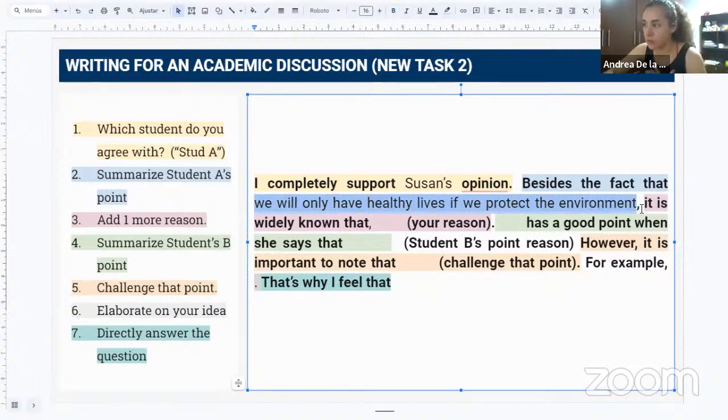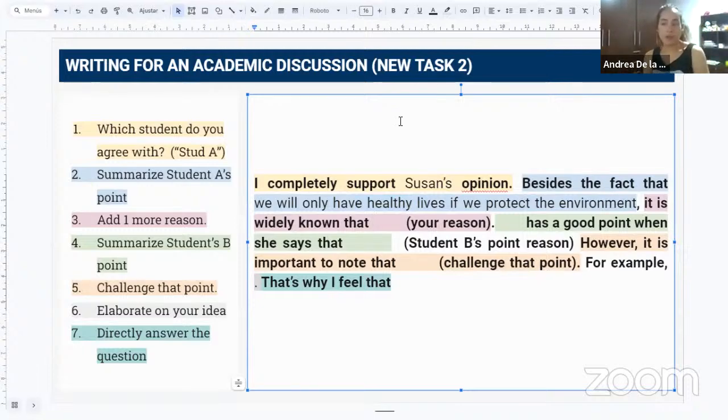además de eso, y ahora voy a añadir yo mi propia razón. Y esto es lo que les decía, que tiene que ser original. No puede ser lo mismo que Susan ya dijo. Es decir, tenemos que buscar algo diferente. Además de lo que Susan dijo, que es cierto, que solamente vamos a tener vidas saludables si protegemos el medio ambiente, es bien sabido que, y aquí vamos a añadir nuestra propia razón.